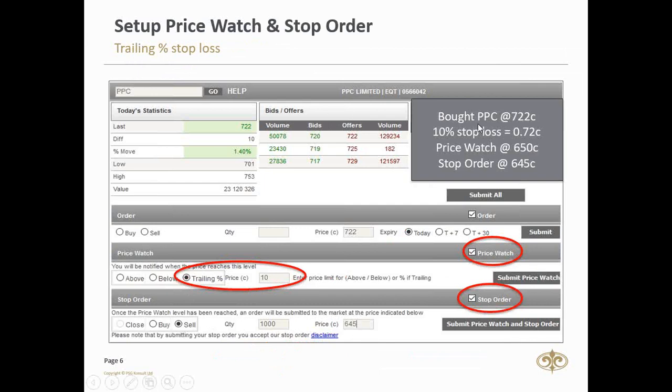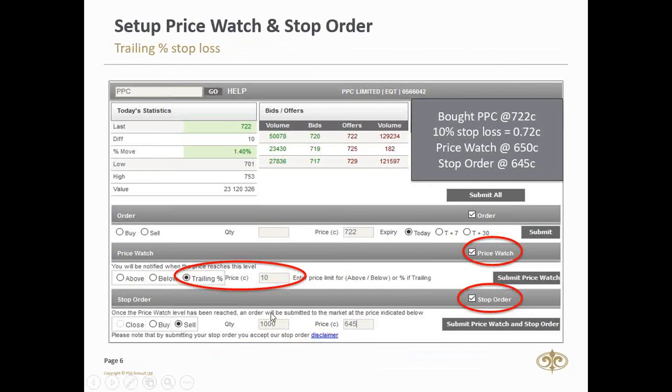Now I bought in this scenario PPC, 7.22 is the price I bought. 10% of that would be 72 cents. The stop loss in that scenario would have been at 6.50. My stop order, my bullet, always think of your price watch as a trigger. That's where if the price drops 10%, the trigger goes into the market now as a potential sell. I suggest you put your stop order, your bullet, slightly a bit lower at 6.45.